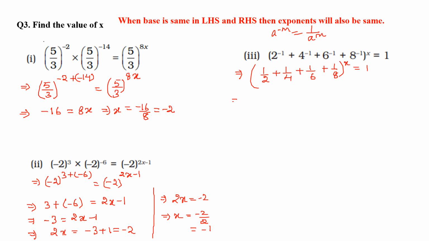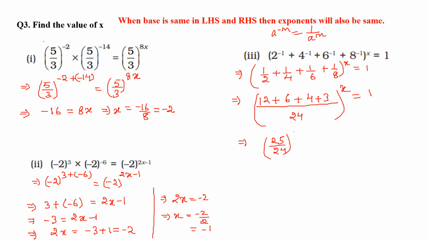Now the LCM of 2, 4, 6 and 8 is 24. So I'm going to take the LCM. So LCM is 24. So it will be 2 times 12 is 24, so it will be 12, 4 times 6, 6 times 4 and 8 times 3. This whole x is equal to 1. And if I add it, I will get 25 by 24 whole x is equal to 1.